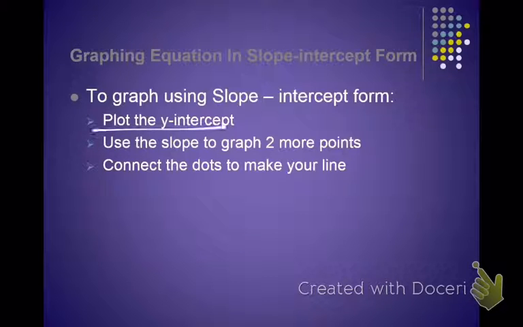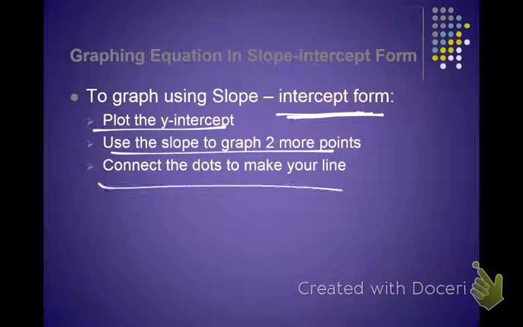And so the first thing we have to do is create our point, and the easiest way to do that is to go to the y-intercept, because slope-intercept form will tell us what that is. From the y-intercept, we're going to use the slope to walk to 2 more points. Okay? And then we connect our dots and make our line.